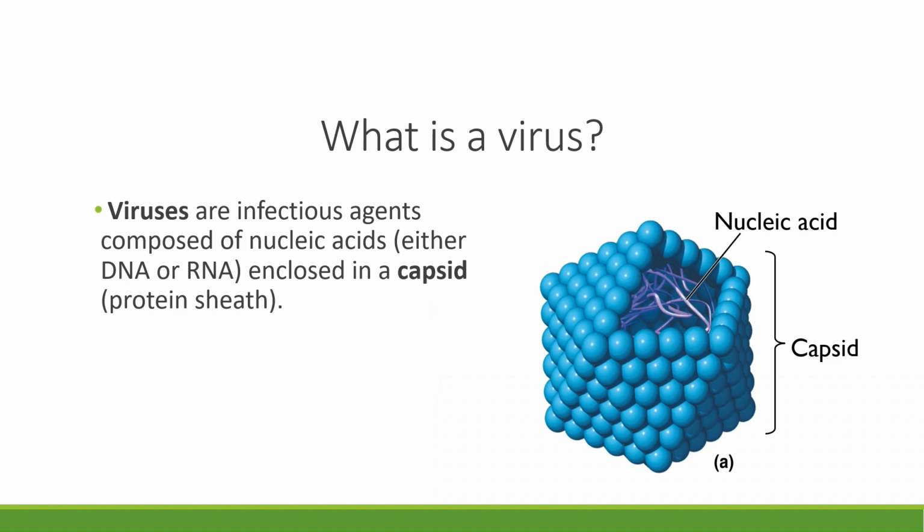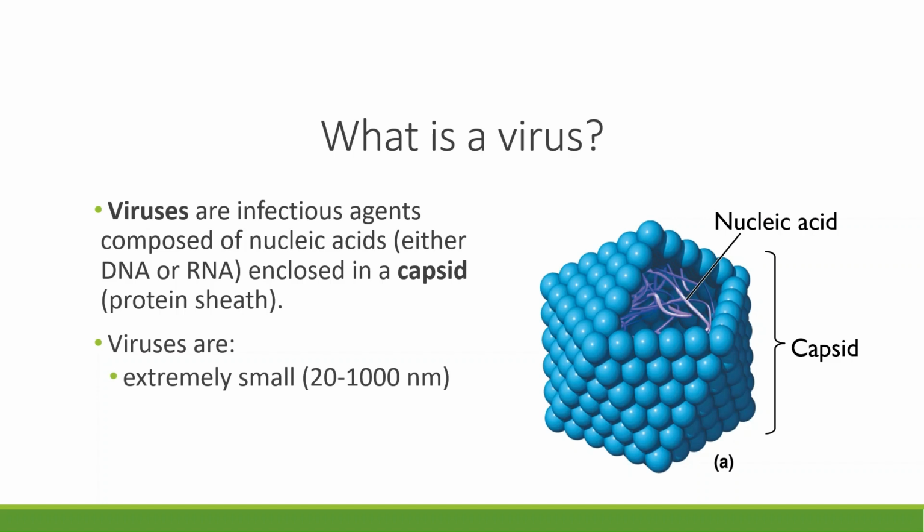So this is a basic image of a virus. Viruses are infectious agents. We don't call them cells. We don't call them living organisms. They're composed of nucleic acids, as you can see in the center here. And interestingly enough, their genome can be either DNA or RNA, and it's going to be enclosed in a capsid, a protein sheath that protects that nucleic acid.